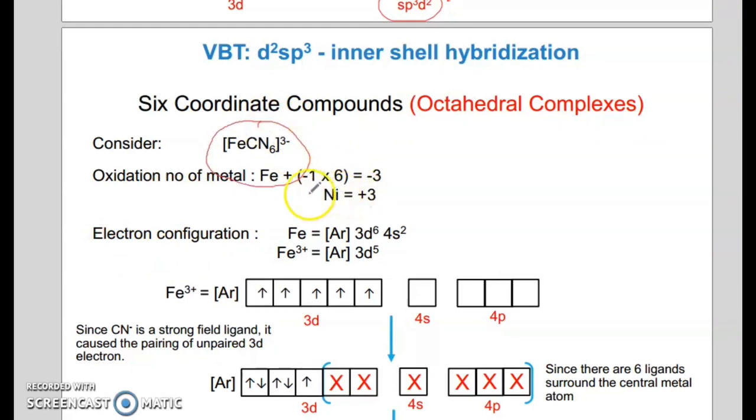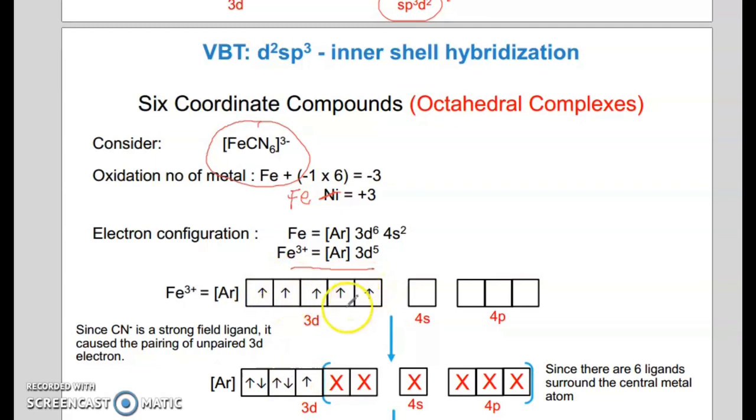ion. So here, oxidation number of metal, nickel positive 3, and this is the, sorry, it's not the nickel. So this is the iron positive 3, and this is the electron configuration of the iron 3 positive. And here, look at the ligands. Ligands is a strong field ligands, and it causes the pairing of unpaired 3d electron, so meaning that they are magnetic.